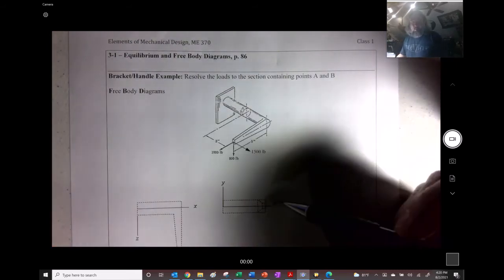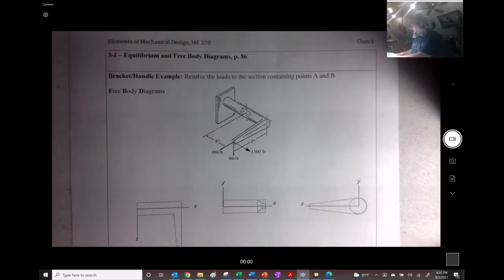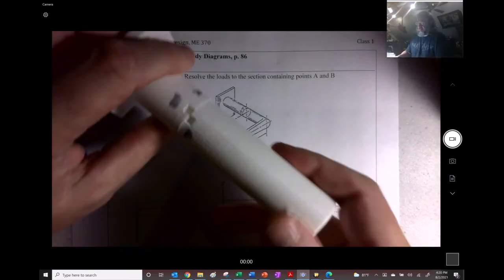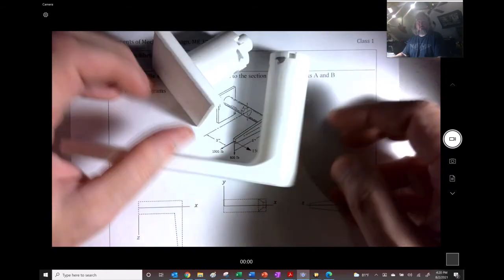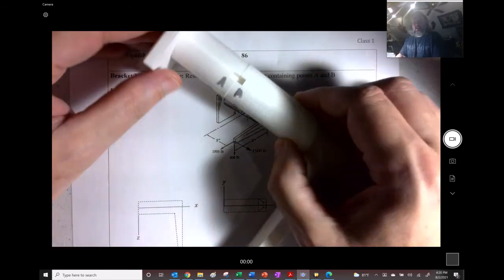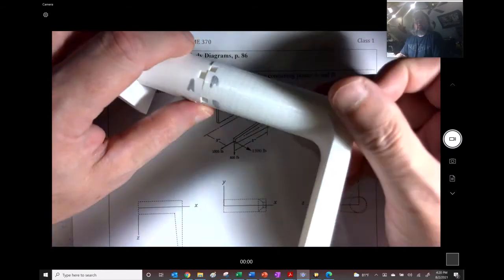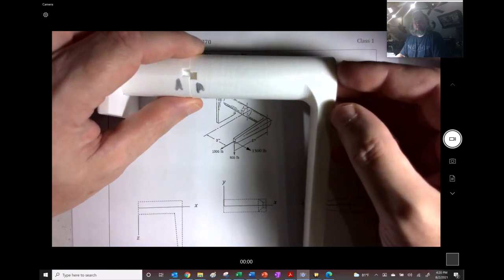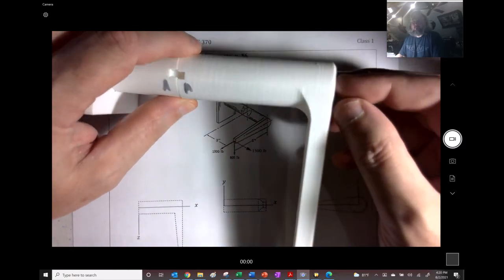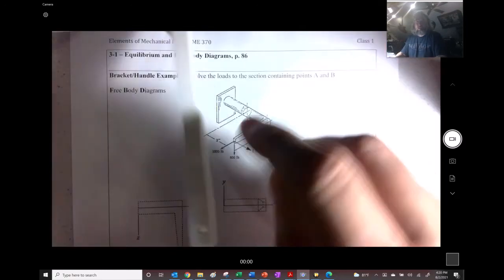But basically, what we have here is a cantilevered beam. I have a little model of this thing I like to pass around in class. And the big idea in statics is that we want to figure out the reaction loads, right? The reaction forces that are inside this door handle.